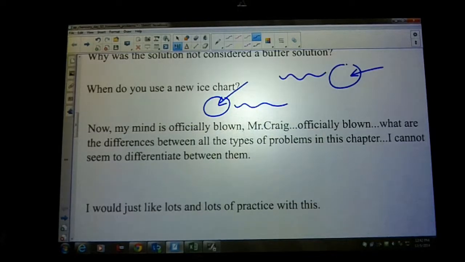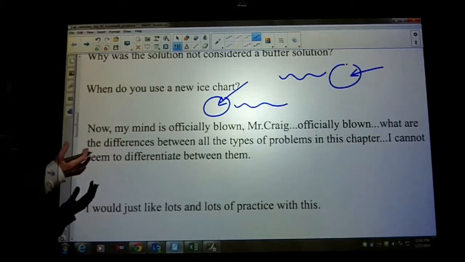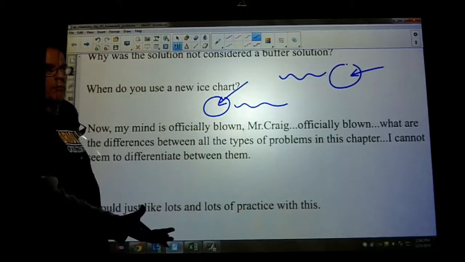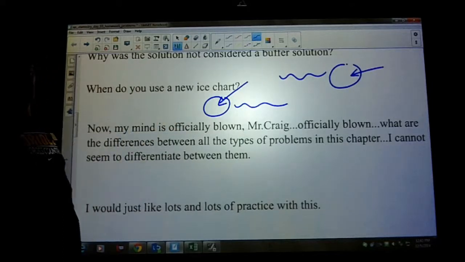And what we'll do in the lab is we will get it to its equivalence point, and then we'll exceed it. And you'll see how that titration curve looks.